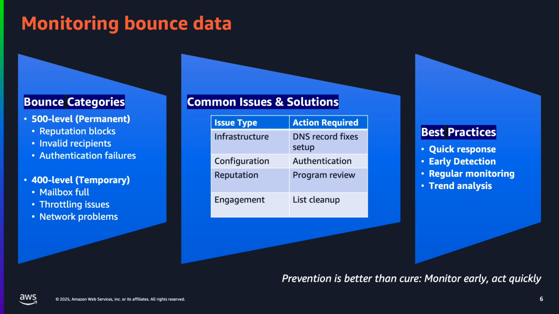For example, DNS record adjustments can quickly resolve authentication issues, while spam or engagement problems require more comprehensive solutions. Monitoring bounce data early can prevent small issues like throttling and transient errors from escalating into large deliverability problems, including complete blocking by mailbox providers, making proactive bounce management essential for maintaining sender reputation.